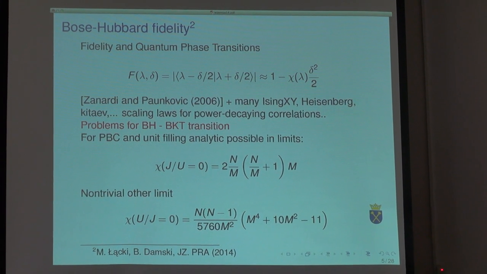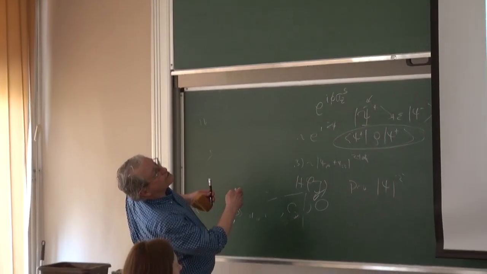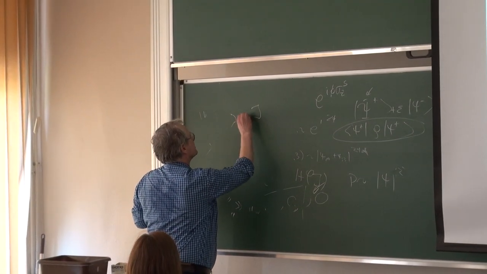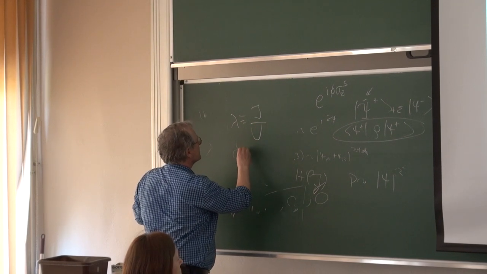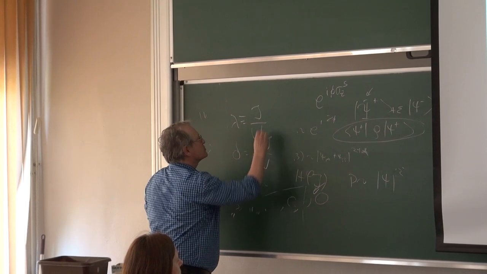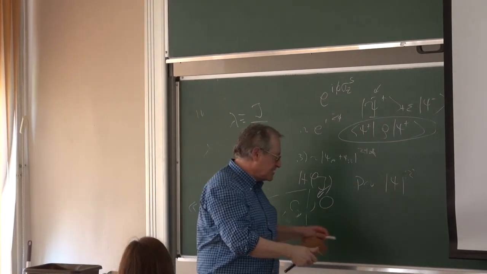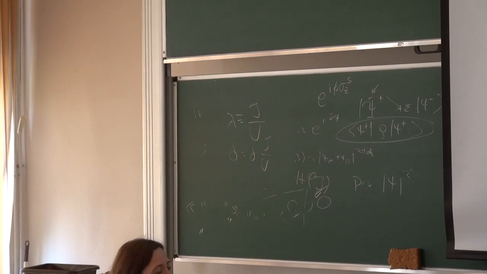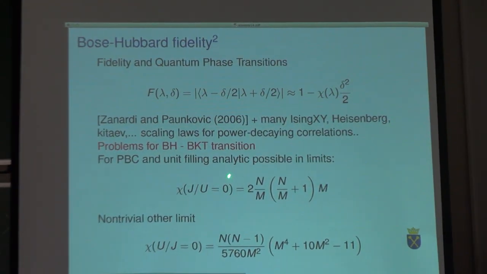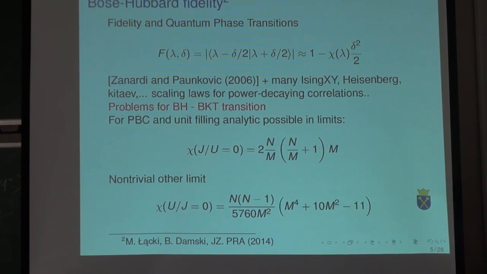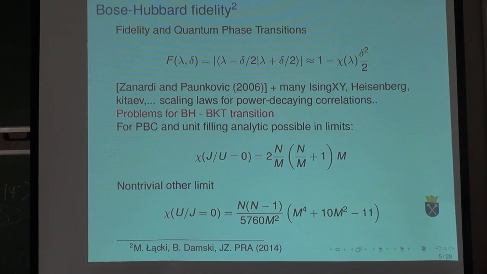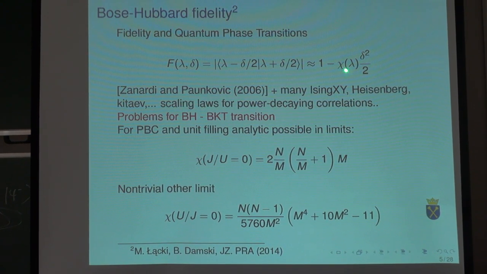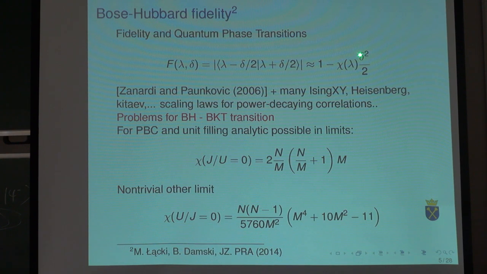Lambda is J over U and delta is some small delta J over U, which you add or subtract. If this delta is small, assuming that this is analytic, we can make an expansion around delta, and the first term which appears, for obvious reasons, will be delta squared.